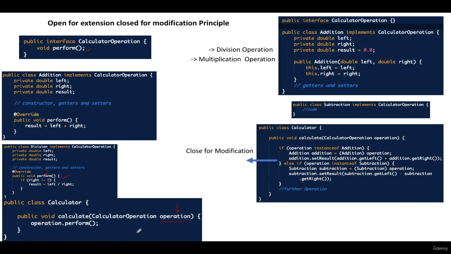So basically this section of code is open for extension. It means we can add as many operations as we want, and our main class Calculator will be unchanged because we are not performing any kind of operations here, but we can add as many classes as we want according to our requirement. So this is the open for extension and closed for modification principle.